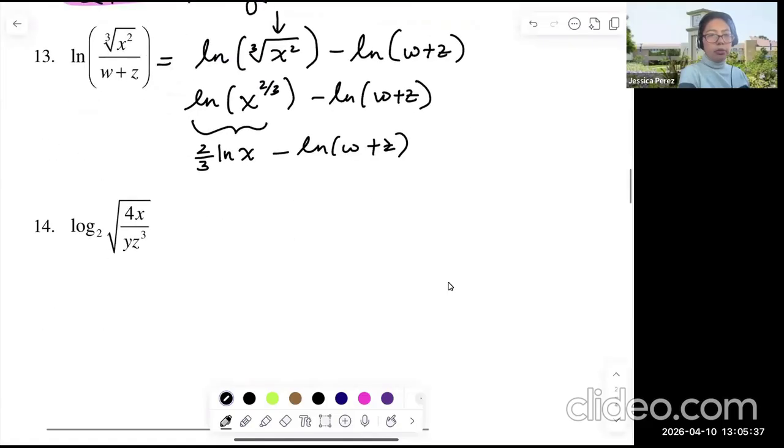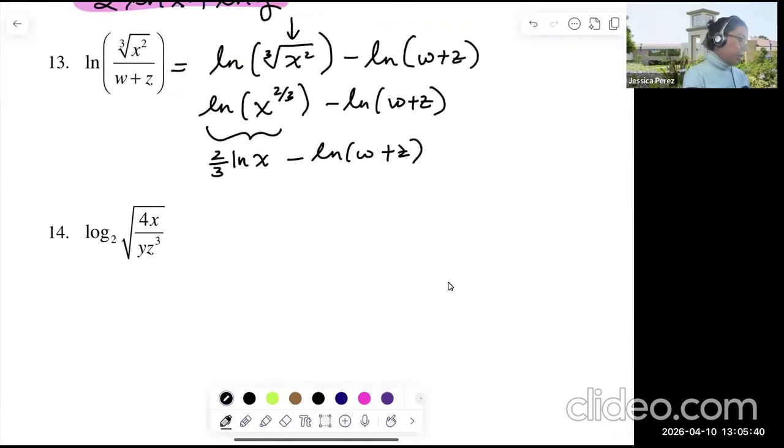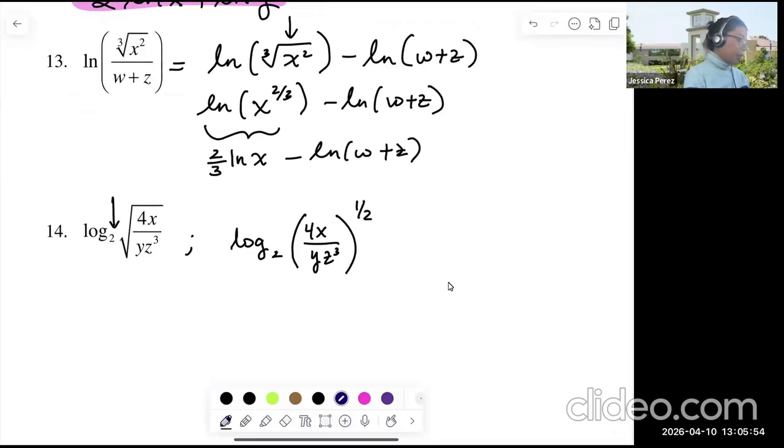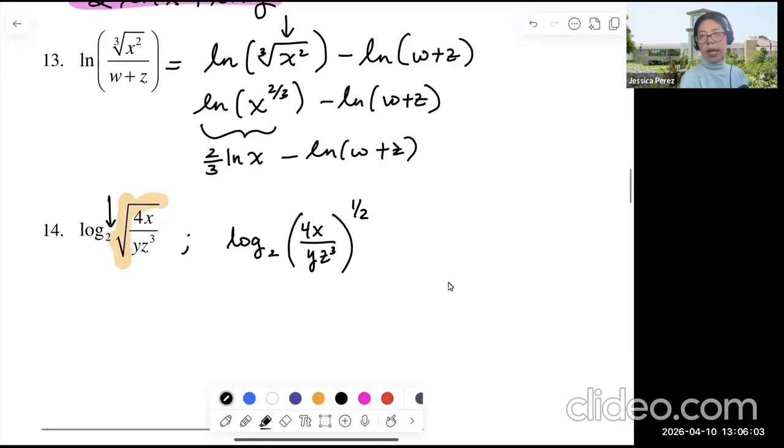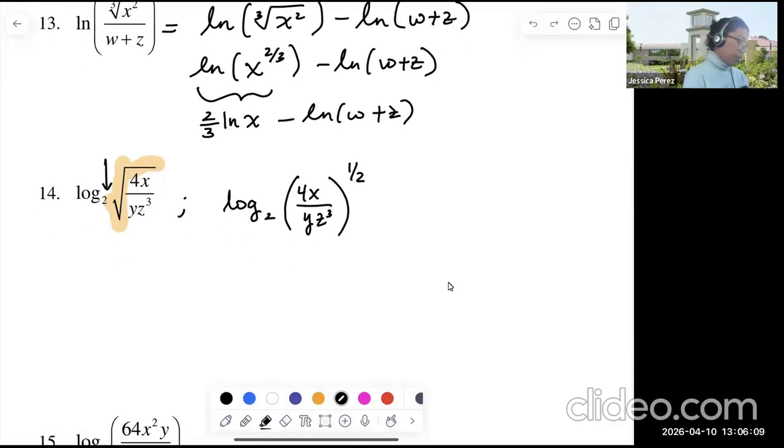Now, looking at number 14, now we have the log base 2. So the first thing, I have to rewrite log base 2 of 4x over yz to the third, all raised to the 1/2 power. And that's because there is this big root in there. So this root that I'm going to highlight represents this 1/2 to the front. So that's the first thing I need to do and take care of. So I'm going to use the property of exponents, and I'm going to bring this 1/2 to the front, and then I'll say log base 2 of 4x over yz to the third.